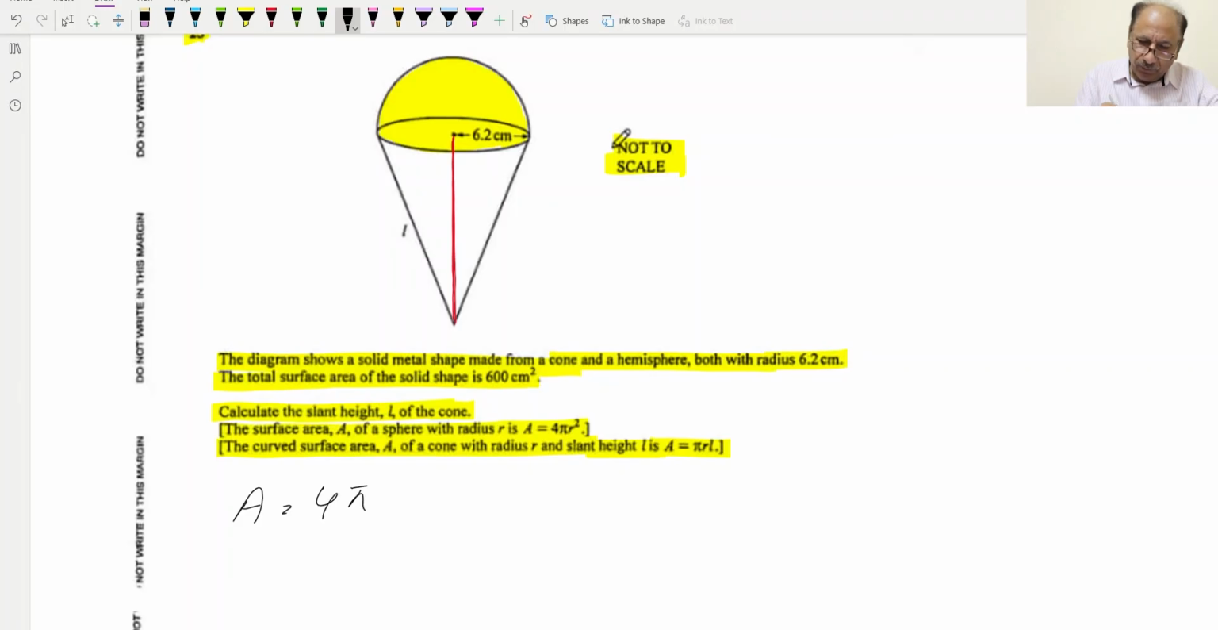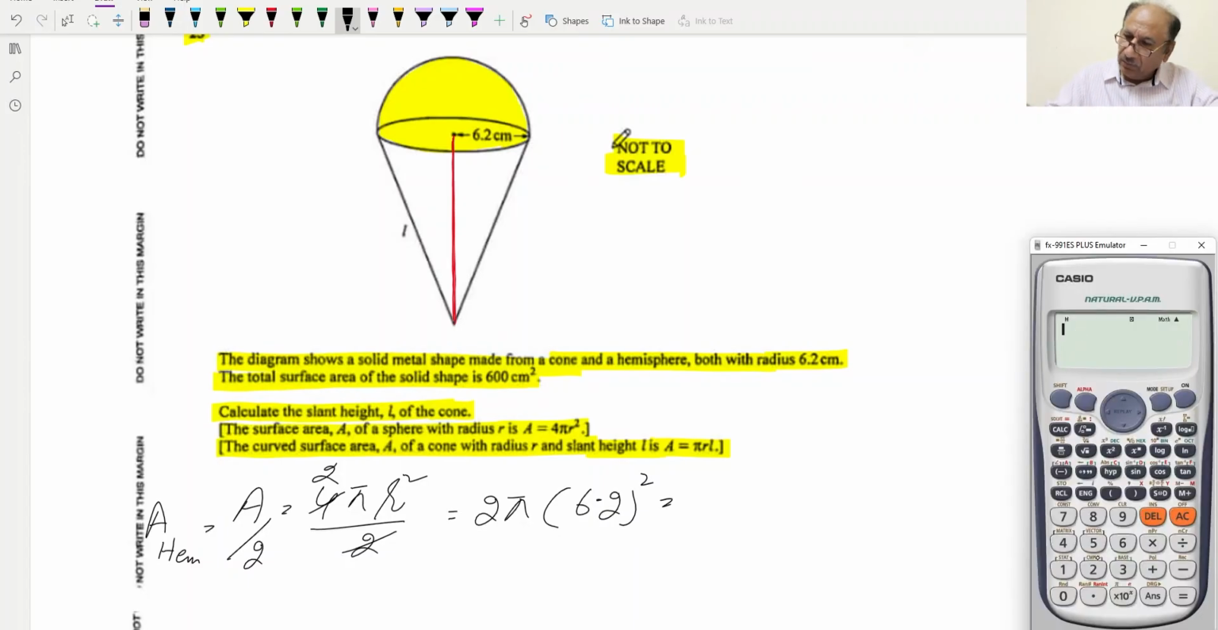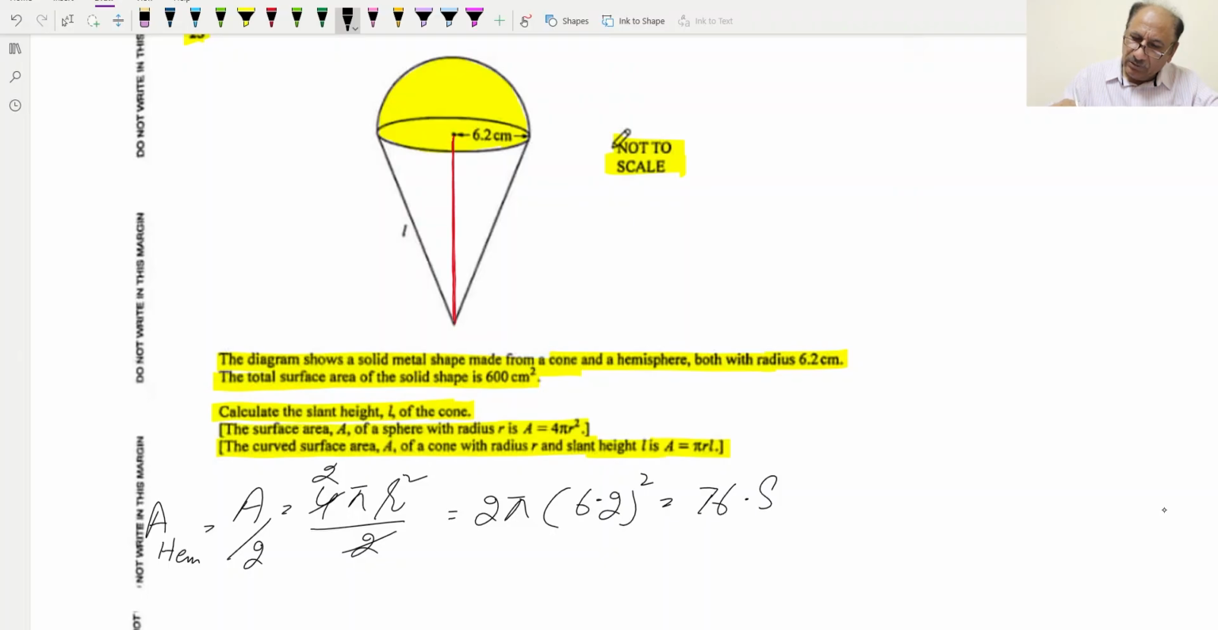And for this hemisphere we will write area of hemisphere is equal to 4 pi r square. This is area of sphere. So hemisphere will be divided by 2. So this will be area of hemisphere. We can cancel 2, so 2 pi r square. R is 6.2, this will be squared, and this will be equal to 2 into 6.2 squared, and this will be equal to 76.88 pi. So I'm writing in terms of pi, 76.88 pi. This will be area of hemisphere.